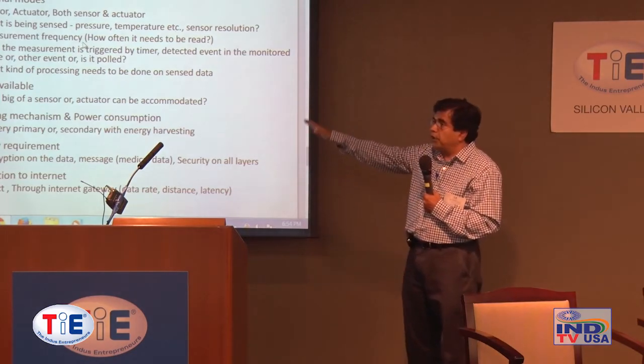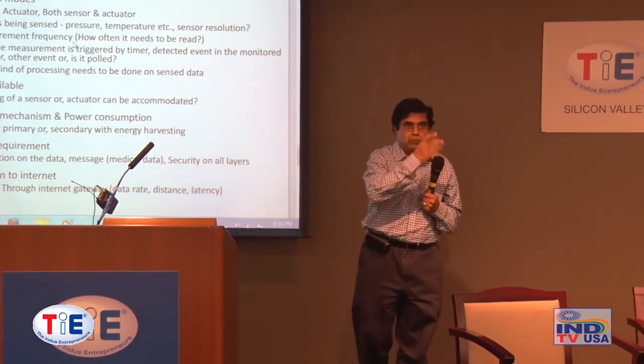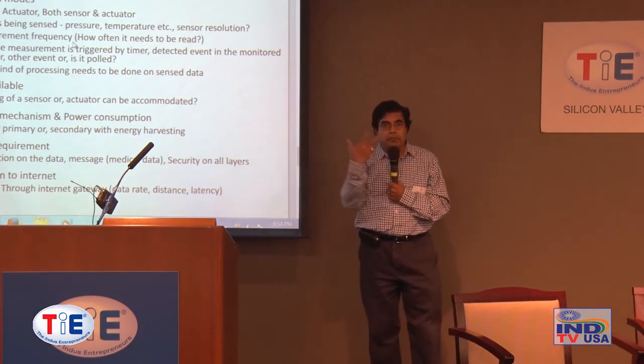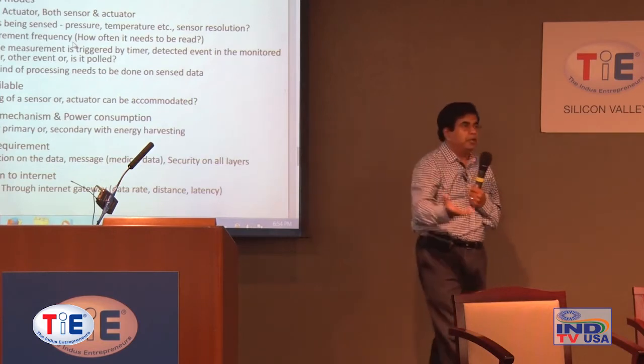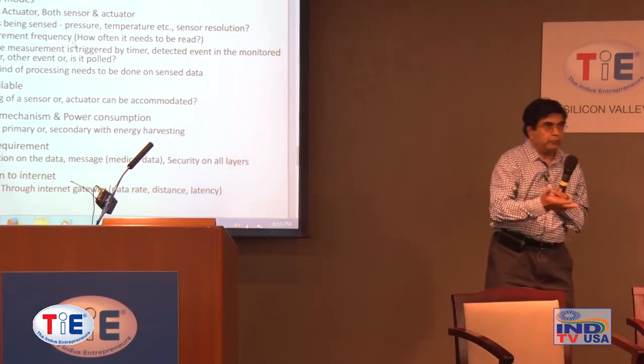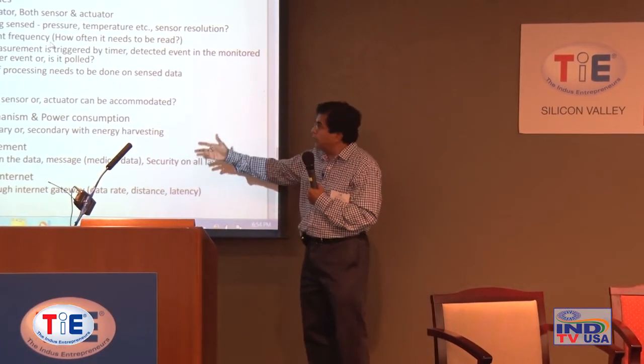And what kind of processing can be done on the sense data? As Sam talked about, in InvenSense, they take the sense data, process it, and give you a quaternion matrix so that it is very easy for the next level software to process it. But if you get raw data, you have to do that whole processing by yourself.